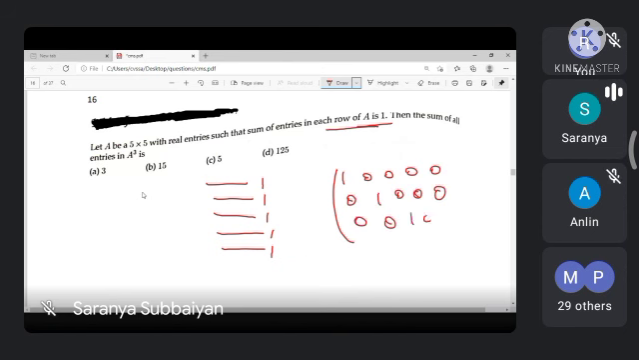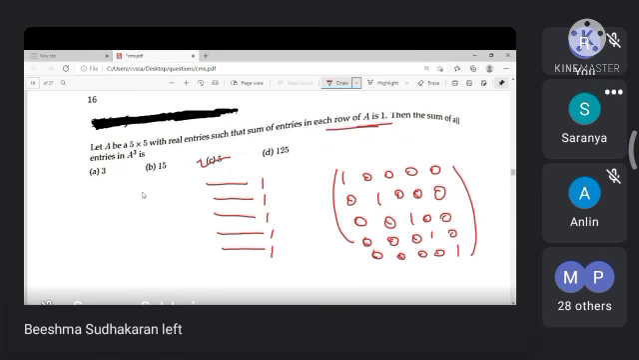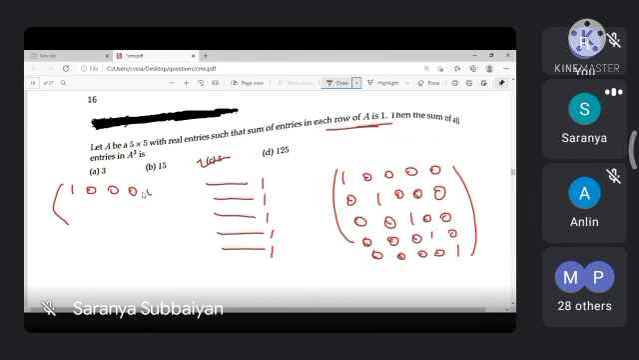Some people may ask, what about other types of matrices? Here A cube is again identity, so the answer is 5. Some people may take a matrix like 1 0 0 0 0, 0 0 0 1 0, 0 0 0 0 1, like this type also they can take. But what will happen when finding the cube? It will take a lot of time.